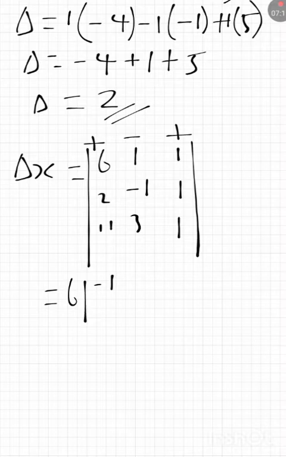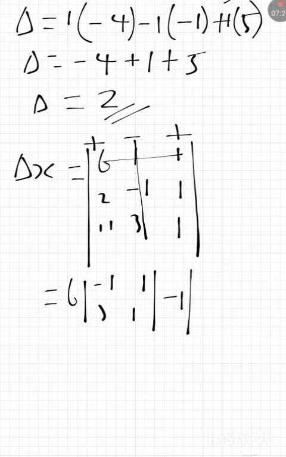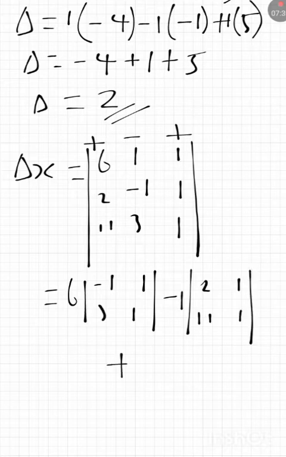I have 6 into, so I'm left with minus 1, 1, 3, 1. Then minus 1 into, this column will cancel and the row will cancel, so 2, 1, 11, 1. Then plus 1 into, the column and the row will cancel, so 2, minus 1, 11, 3.